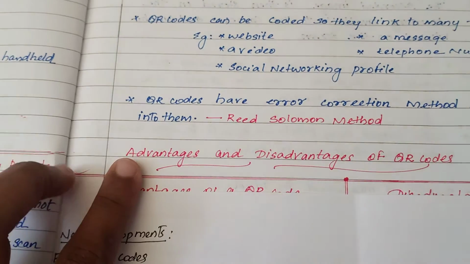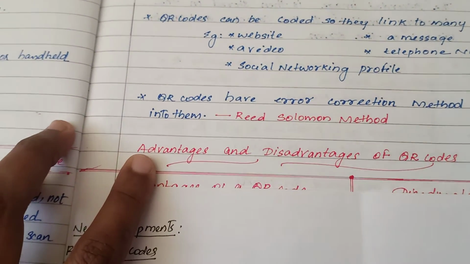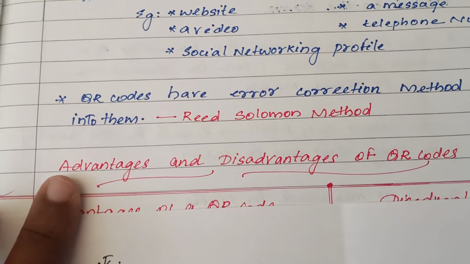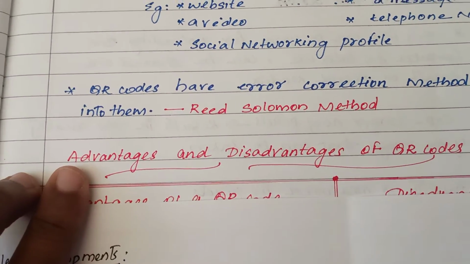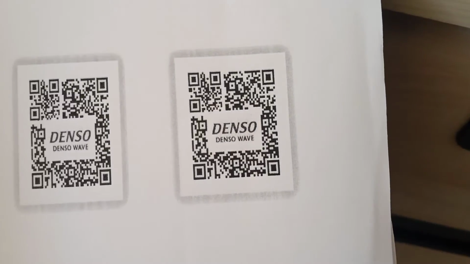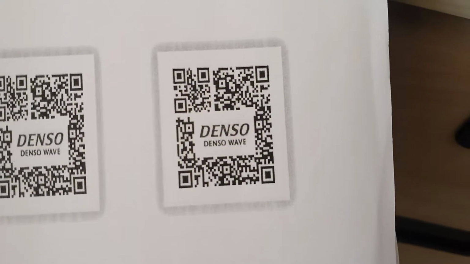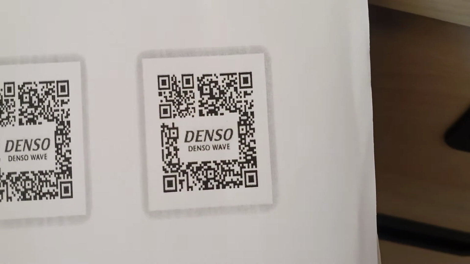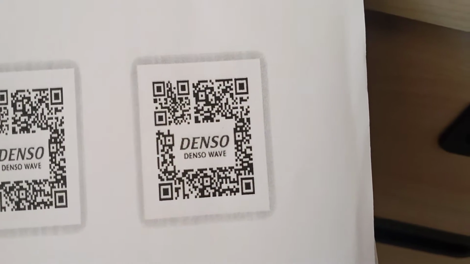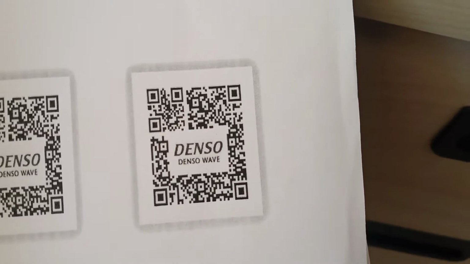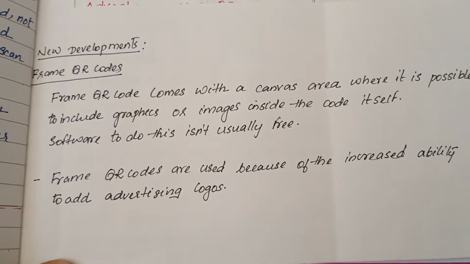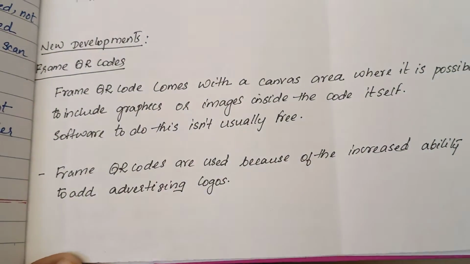Since a QR code is encased with more data, it has an error correction method built into it, known as the Reed-Solomon method. If you see this one, you can see that in the middle part of the QR code there is some kind of writing. This is the newest format of QR code, which we call a frame QR code. It is the new development of the QR code.